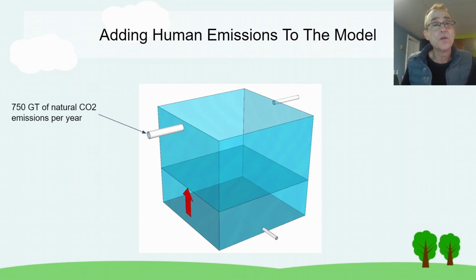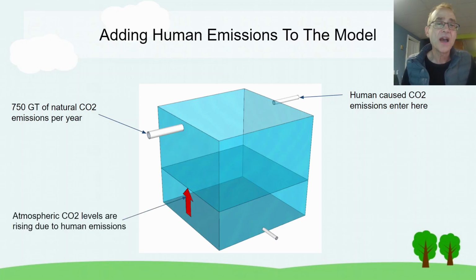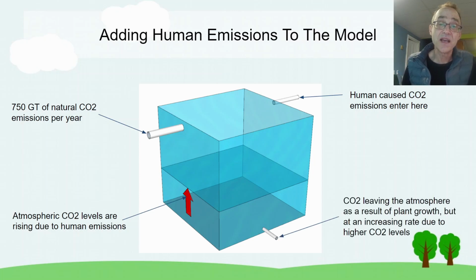Let's keep the water flow constant at 750 gigatons per year in the first upper pipe to model naturally created carbon dioxide emissions. Let's add a second upper pipe to represent human-caused emissions. Since we have been burning fossil fuels, it is like a hose has been attached to that second pipe, and we have been continually turning the hose up. The carbon dioxide levels are rising, and as a result, the carbon dioxide leaving the atmosphere is doing so at increasing rates due to increasing plant growth.